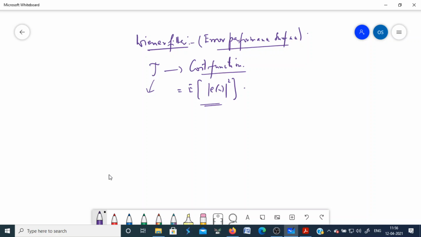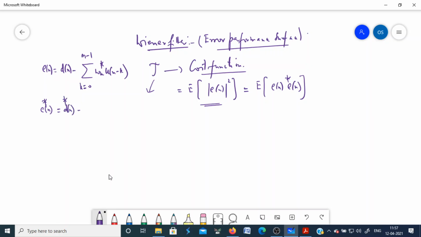Okay, so for that again we see J, which is E of mod e[n] square. You can take it as expectation of e[n] into e[n] conjugate, and e[n] is the difference between d[n] and y[n], and y[n] was the summation of wk star into u[n minus k]. If it is a finite length filter, k will go from 0 to M minus 1. So accordingly e star of n will become d star of n minus the summation of wk into u star of n minus k, with k from 0 to M minus 1.